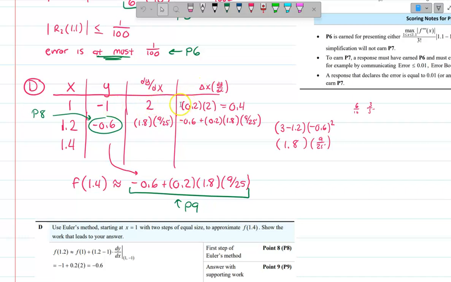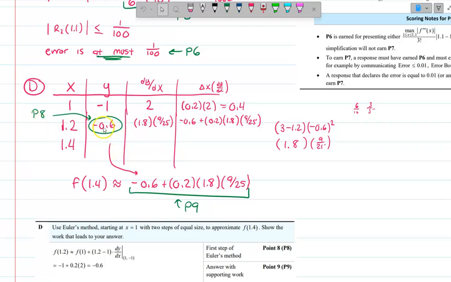And then to figure out your change in y, so about how much y is changing, you have to take your delta x, which in this case was 0.2. It is 0.2 because they said to use Euler's method with 2 equal steps. So we want to get to 1.4, so that's why 1.2 and then 1.4 are my steps. So that's my delta x, and then again the dy/dx, which we had just found over here, as 0.4. That gets added to the y value to give me now the negative 0.6, and if you got that far, you got 0.8 for this question.